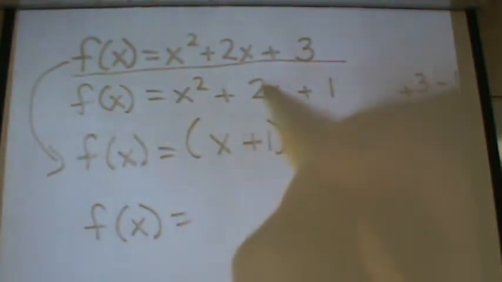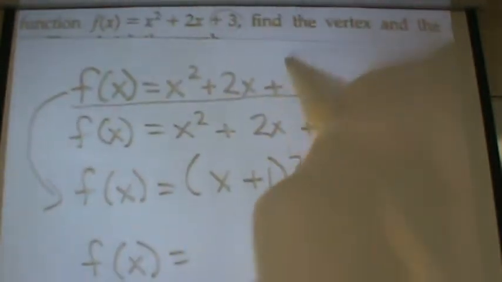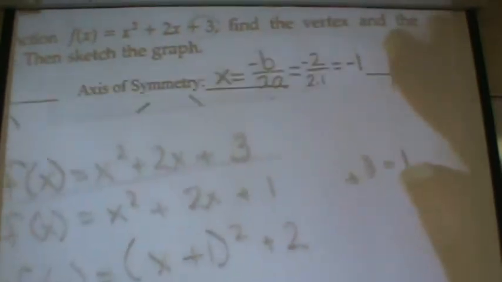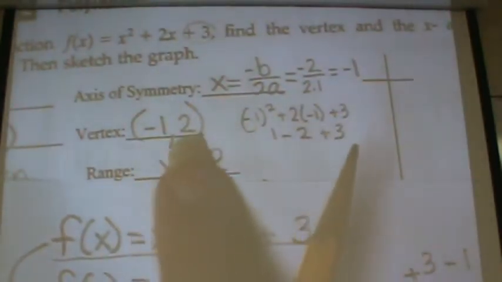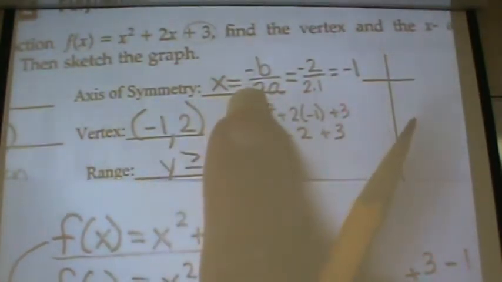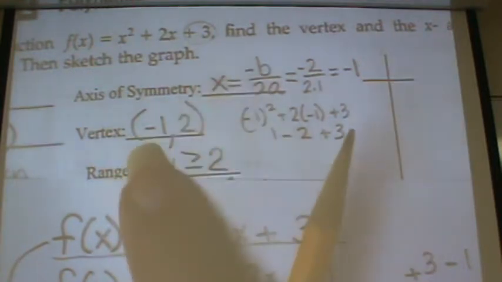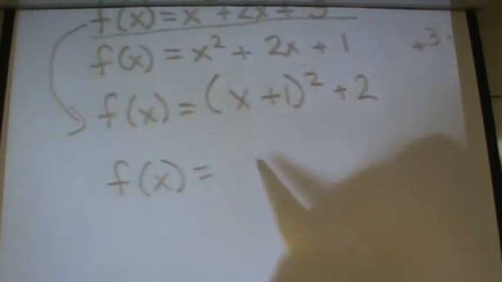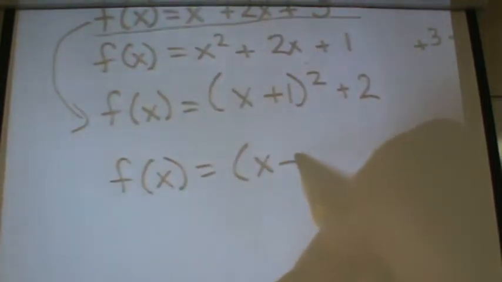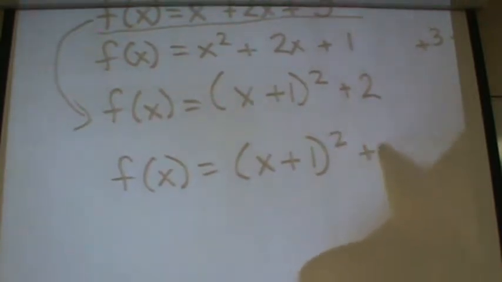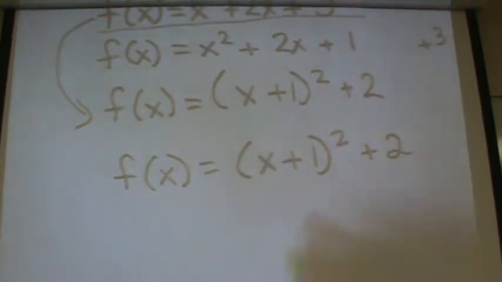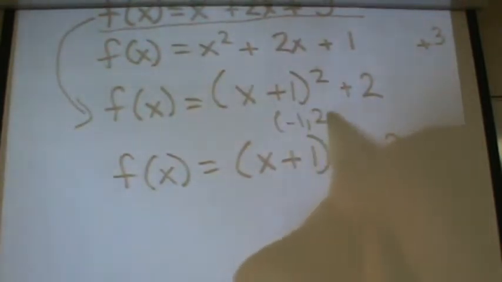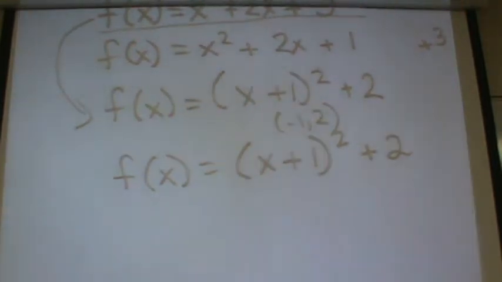I could have found what did we say the vertex was when we did it here? I could have cheated and said, okay, as long as you know that form, negative b over 2a. How do you write this in vertex form? You're going to substitute the opposite of this here. Opposite of 1 is negative 1, is positive 1, and your y value was 2, because we said the vertex was negative 1, 2. So I could have just plugged it in.